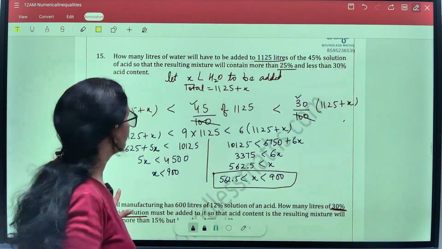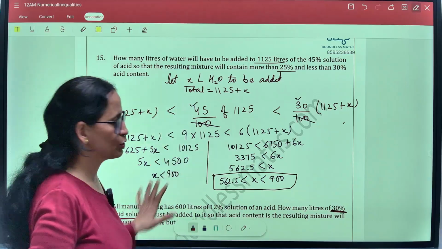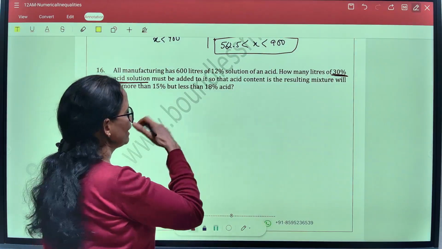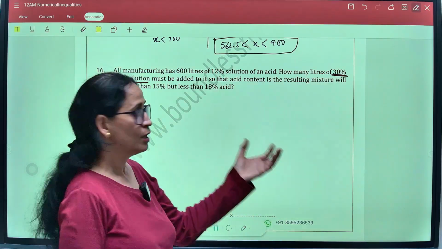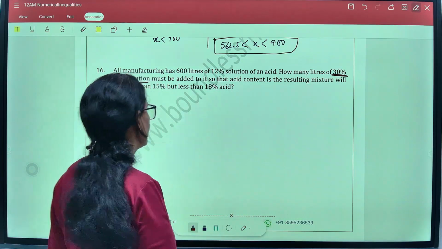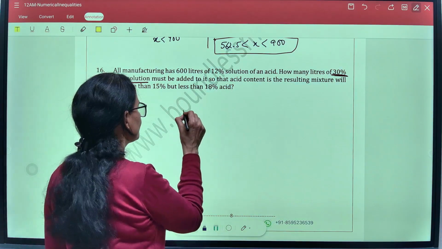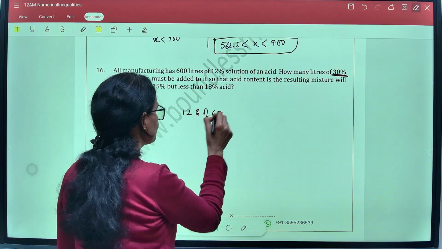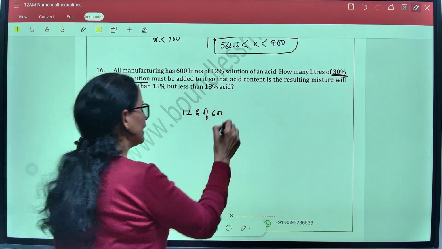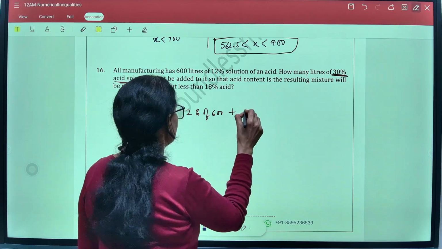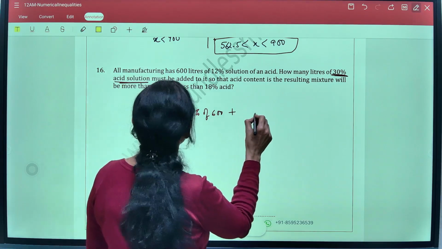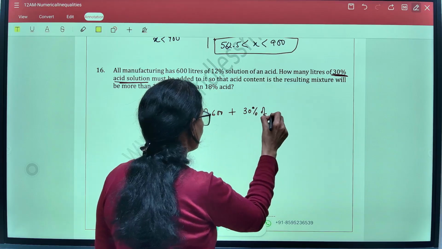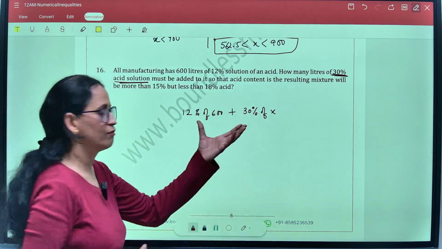In the previous question you added only water. So no concentration was there for the x that was added. Now here again start with x. Let x liters be the amount of 30% solution that is added. So what will be the concentration? It is 12% of 600. This was the original solution you had. In this you have added 30% solution. How much? x liters. So 30% of x liters. This is what you have now.